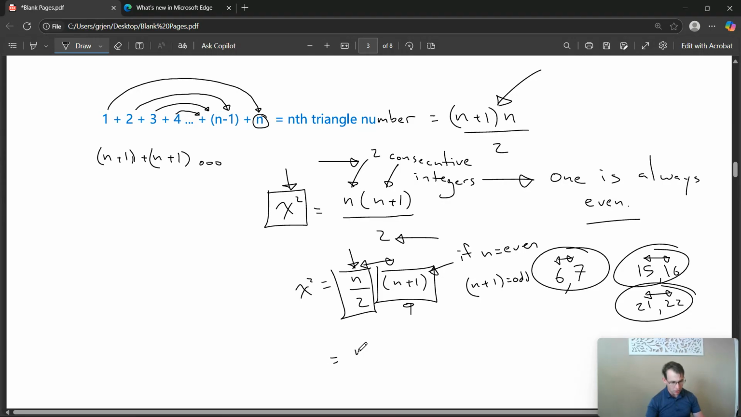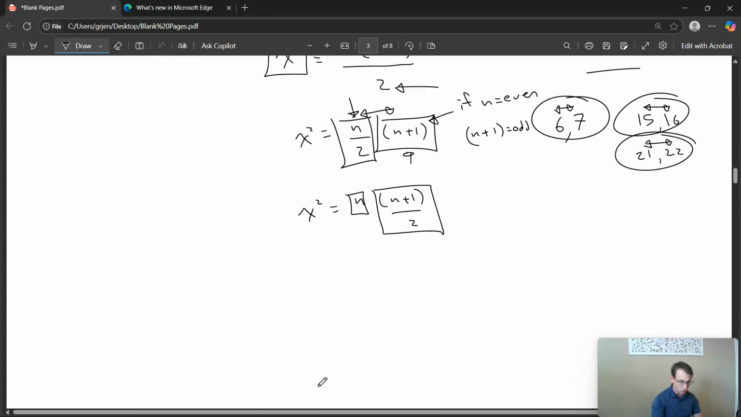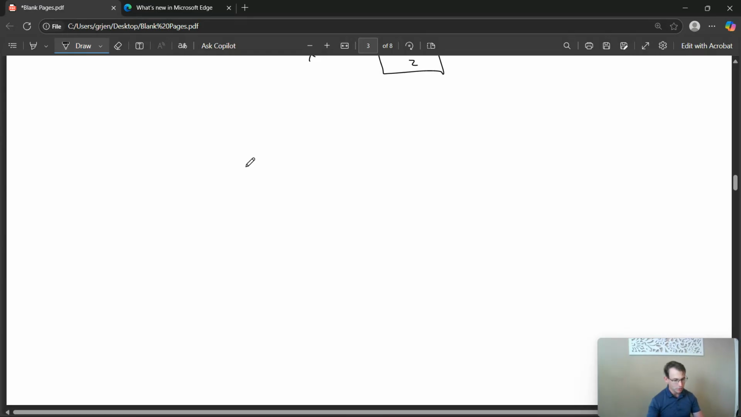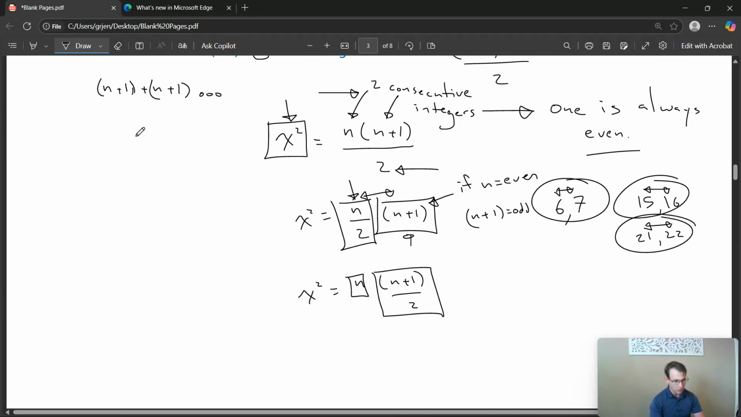If n is odd, then we'd have n times n plus 1 divided by 2, and that would be a square, and that would be a square, if this is x squared. All right, so now let's see how we use this to search. We already know that we have these triangle numbers, and if I check, I know that that's a square or that's a square and they're odd.